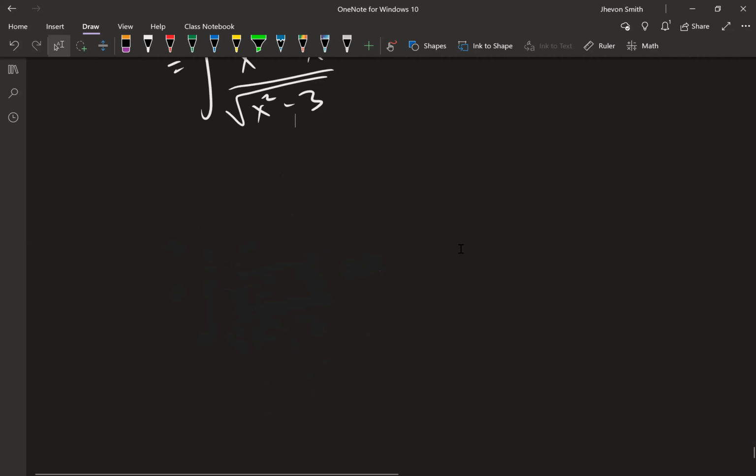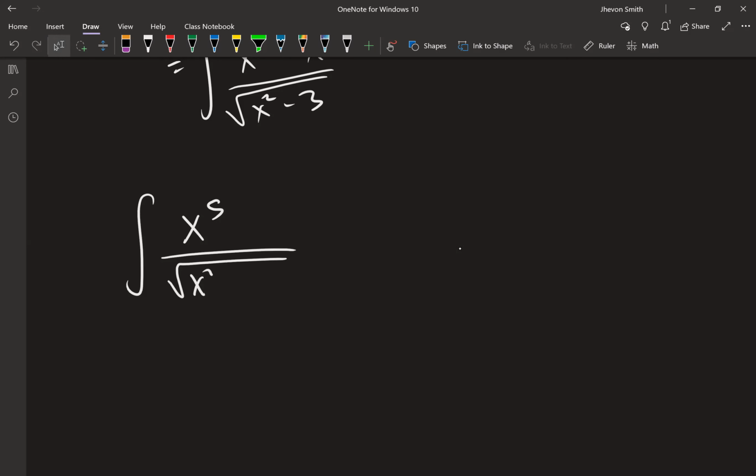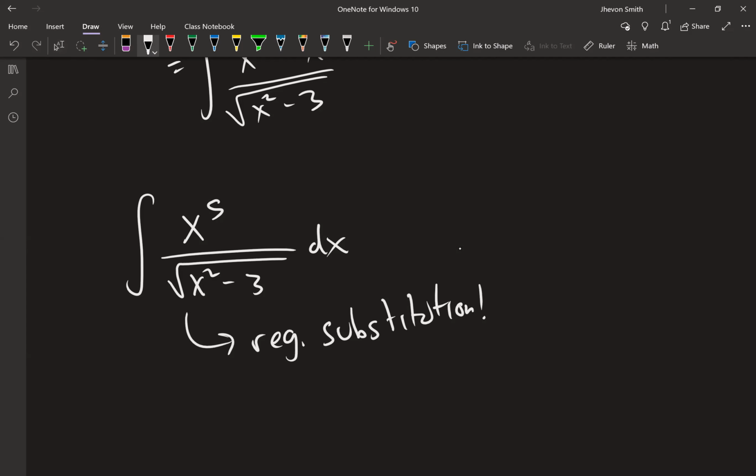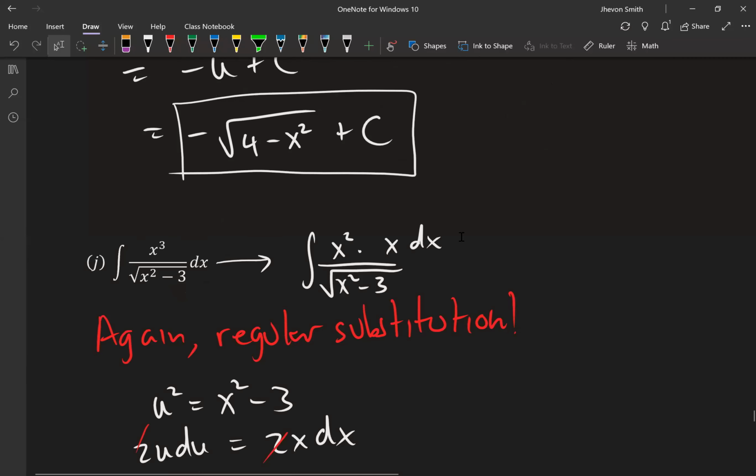That's another guess. So what about this one? I submit to you that if it was x to the 5th over x squared minus 3, I'd still use regular substitution for this. So saying there's a difference of 1 is not really what you want to think about. Any other guesses?